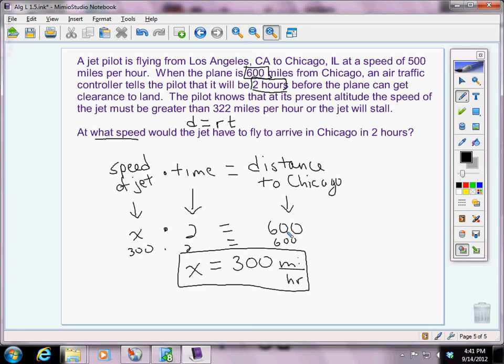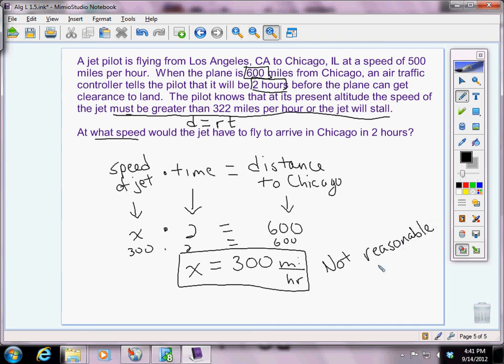If you go back to the problem up here, it says the pilot knows that at its present altitude, the speed of the jet must be greater than 322 miles per hour or the jet will stall. That's kind of important. Must be greater than 322 miles per hour or the jet will stall. So, even though I believe we did everything correctly here, is our answer reasonable? Okay. I would say not reasonable. I don't know about you guys, but I would not like to stall in an airplane just waiting to land.